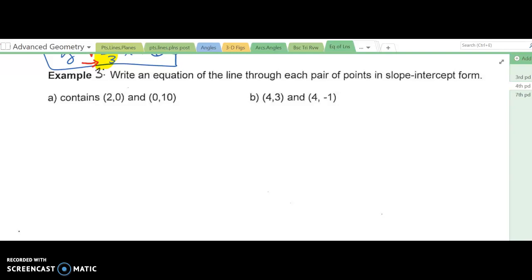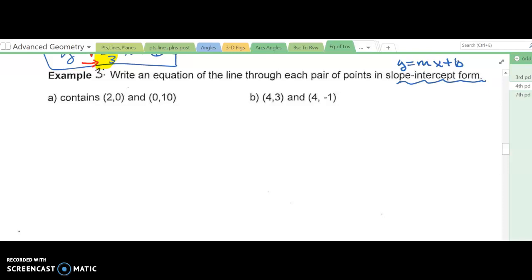Okay, so we're going to pick up where we left off. This time we're supposed to write an equation of a line through each pair of points and in slope-intercept form. Again, we're going to put our final answer in y equals mx plus b format, in slope-intercept format.